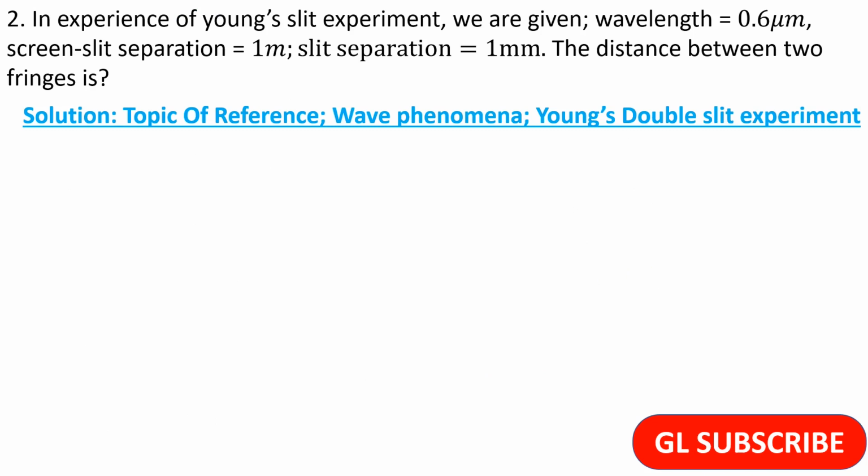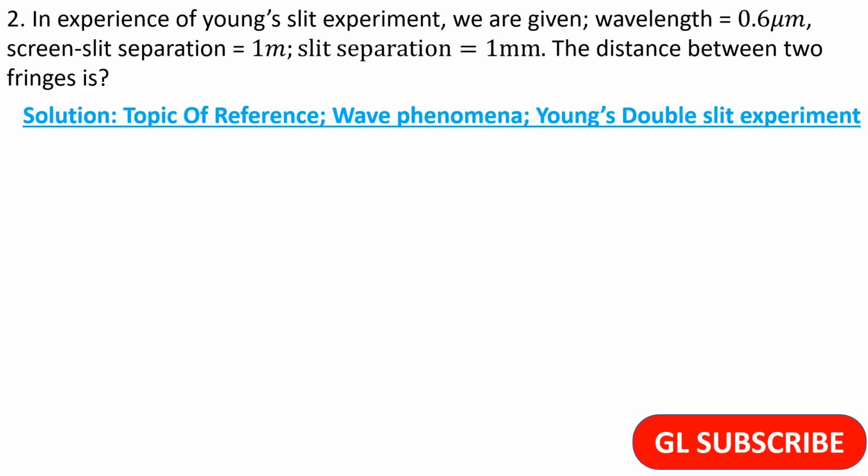So now, let us look at question 2, which reads: in an experiment of Young's slit experiment, we are given wavelength equals 0.6 micrometer, screen-slit separation equals 1 meter, slit separation equals 1 millimeter. The distance between two fringes is. So in this question, you are asked to find the distance between two fringes in the Young's double slit experiment.